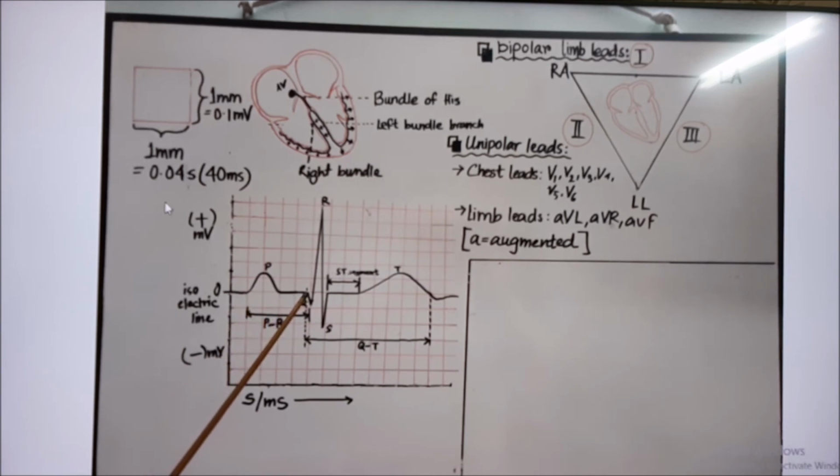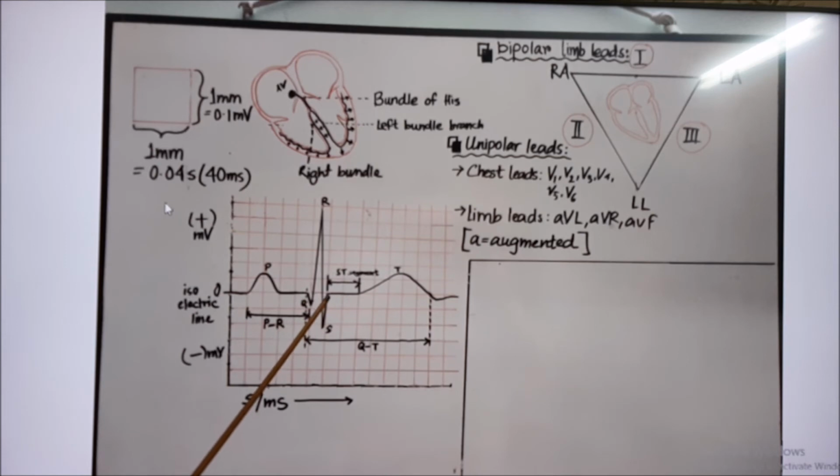Why is it sometimes called the PQ interval? Because the Q wave is not always present. Sometimes it is called the PQ interval, and usually we call it the PR interval because the Q wave might be absent. Now this is the PR interval.